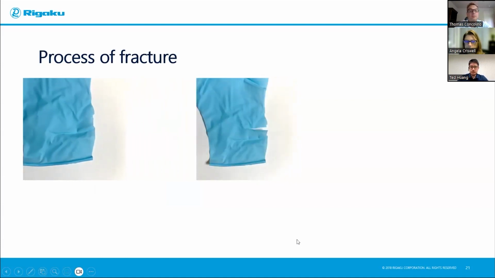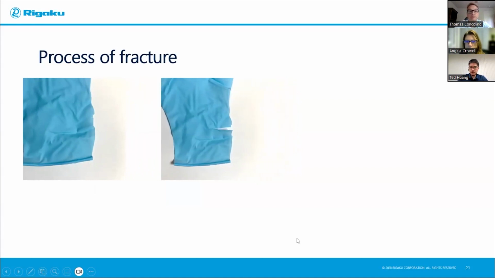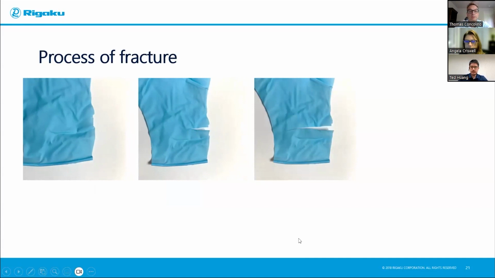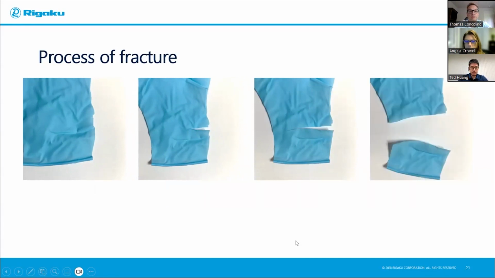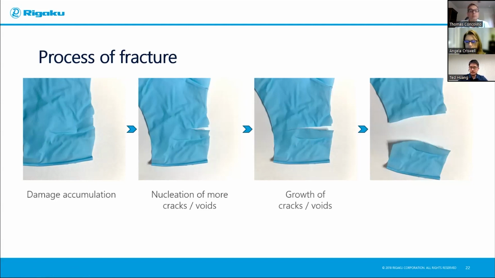That small damage will grow, right? So that small damage grows and grows further, and eventually it will lead to the rupture of your product or your material. It breaks into two pieces, the definition of fracture. And these four images are actually the process of fracture. They are damage accumulation, nucleation or formation of more cracks or voids, growth of cracks or voids, and lastly, rupture.